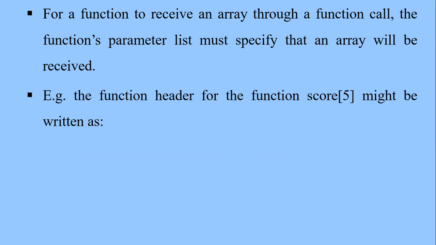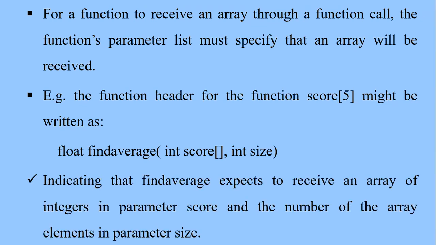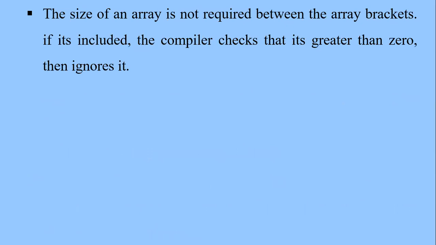So in the same way that we usually define the normal functions, we also do the same with functions receiving array elements. The only difference is that our parameters are of array type, like score is a parameter which is an array of type int, indicating that find average expects to receive an array of integers in parameter score and the number of the array elements in parameter size. The size of an array is not required between the array brackets. If it's included, the compiler checks that it's greater than 0, then ignores it.